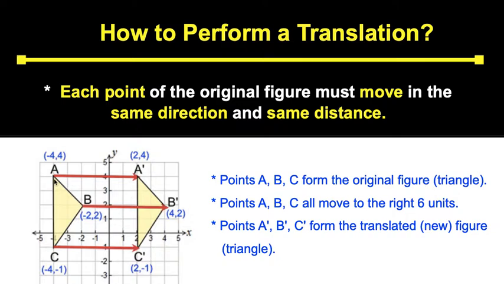So in order to move from point A to point A prime, we move 6 units to the right. In order to move from B to B prime, we move 6 units to the right. To move point C to C prime, we move 6 units to the right. Here's another example of a translation.